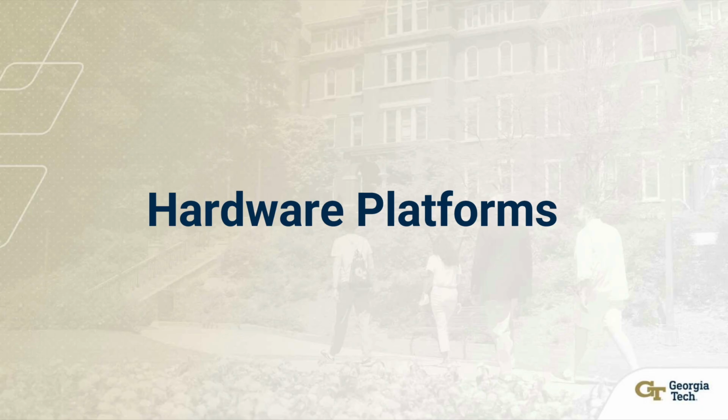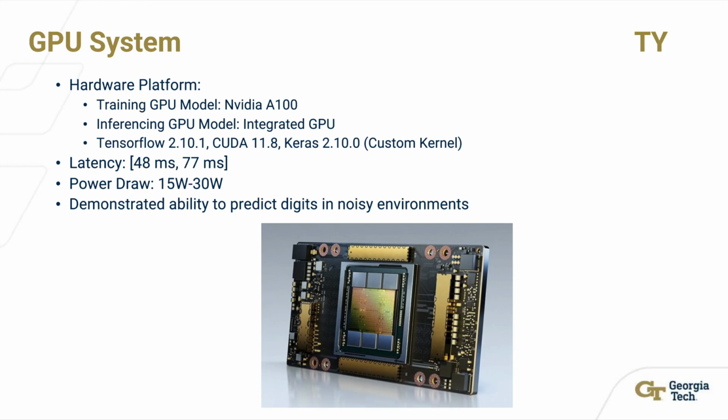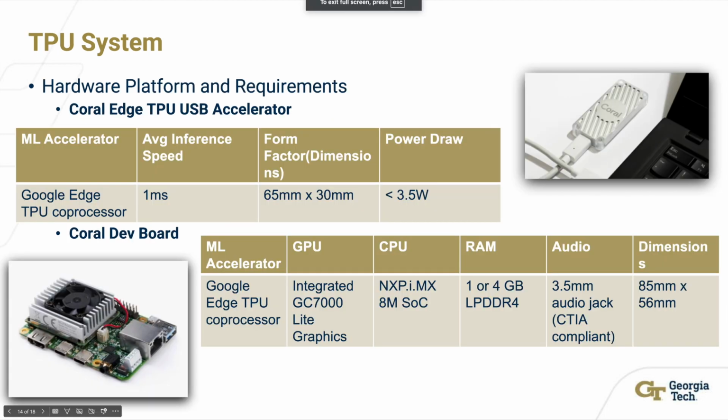And here are our hardware platforms. Our GPU system, we train on an NVIDIA A100, and we were able to run inferencing on an integrated GPU on a laptop. Here's our custom kernel. Our latency ranged between and including 48 milliseconds and 77. Our power draw was relatively normal for an NVIDIA A100, and we were able to demonstrate ability to predict digits in noisy environments, digits 1 through 9.